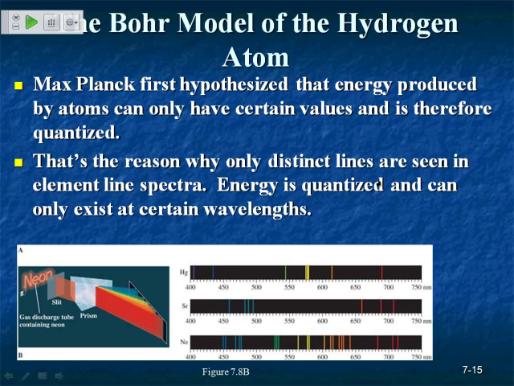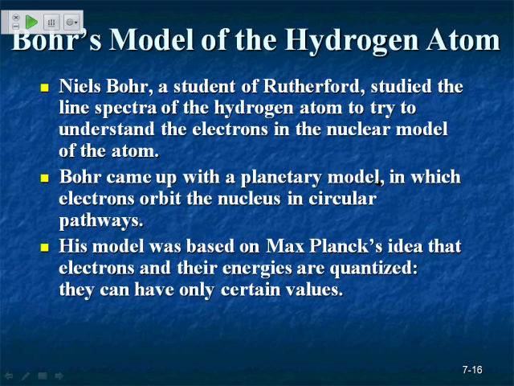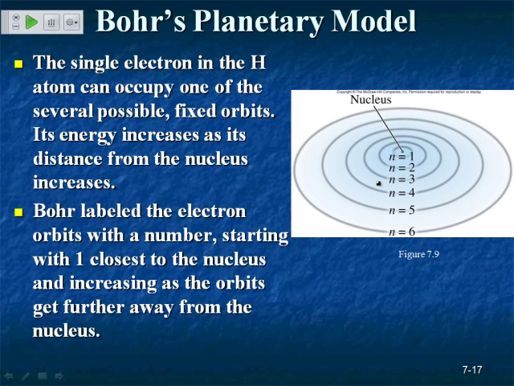And that is the reason we see only lines in the line spectra. Based on which electron produced how much energy, you will see a line corresponding to that. That's all. That was the explanation given by Max Planck. And Bohr's planetary model also revolved on this idea that electrons and their energies are quantized and can have only certain values. So he came up with this model. This is the planetary model of Niels Bohr.